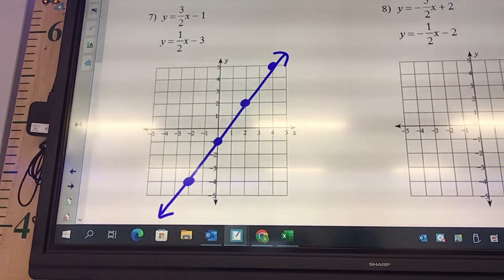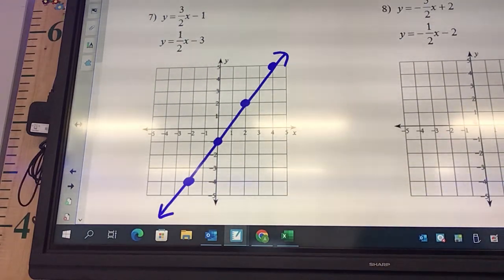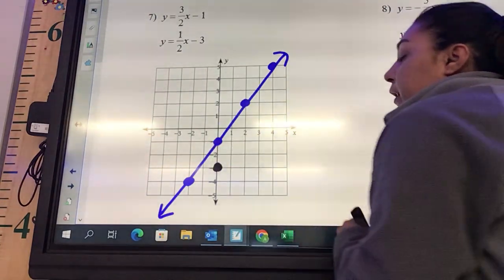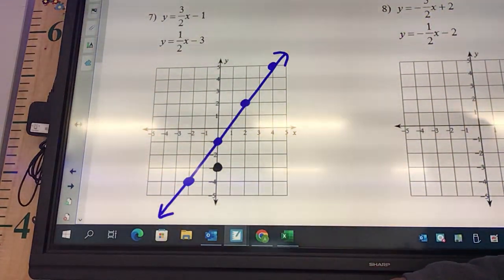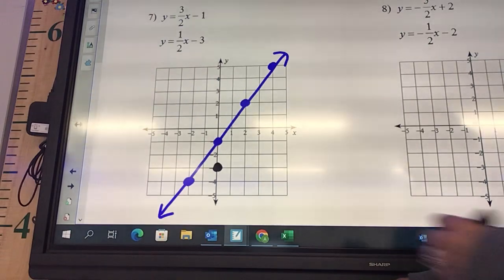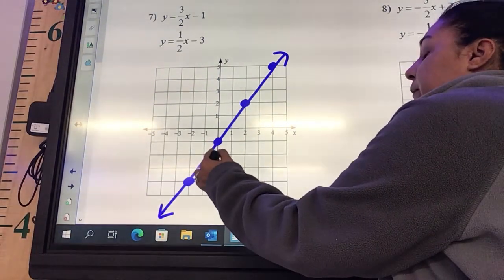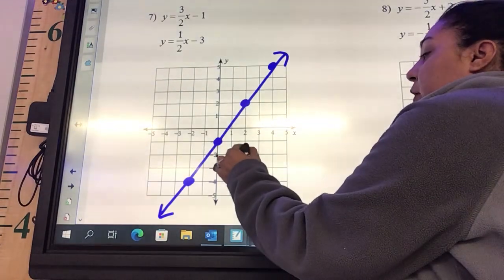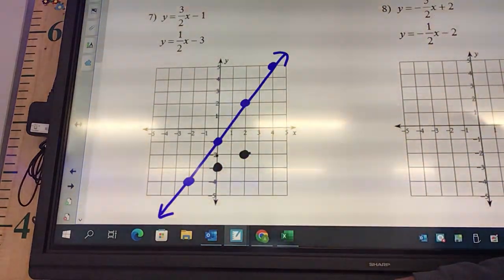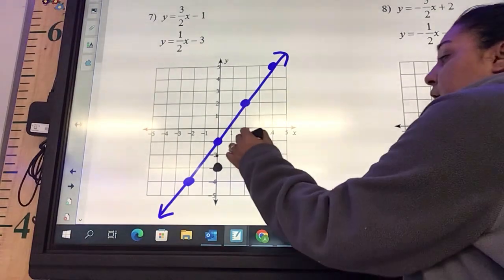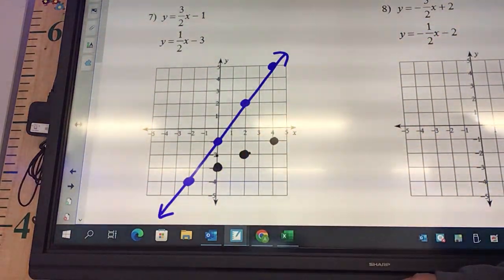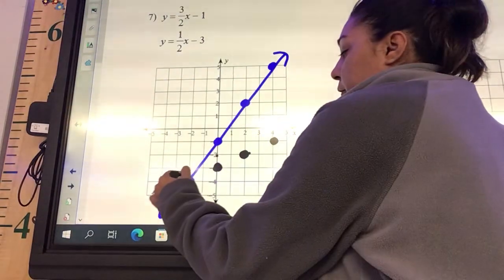Line 2, where does it start? -3. What's our slope? 1 over 2, so we're going to go up 1 over 2, which way? To the right. If we keep going up, is it going to intersect? No. But you still can. You go up 1 over 2. It's not going to intersect. So we can go down 1 over 2.